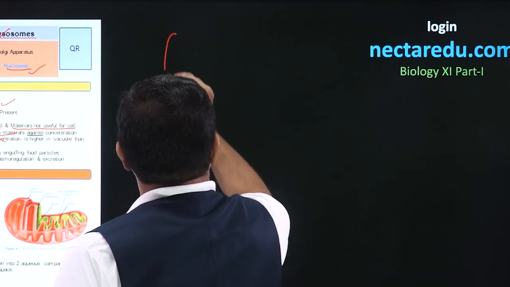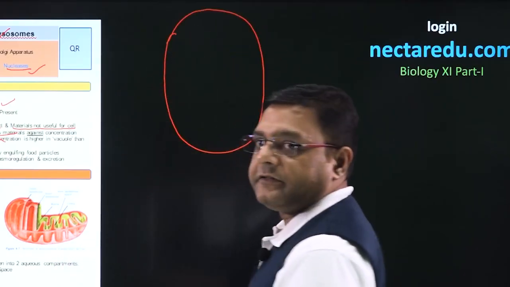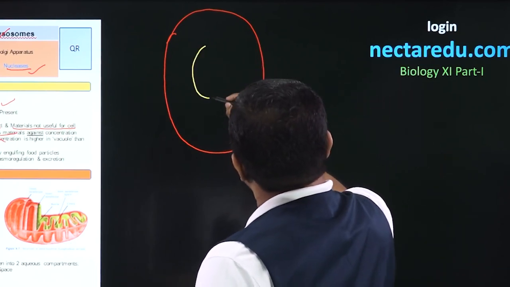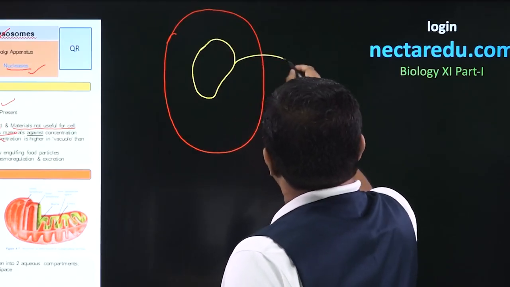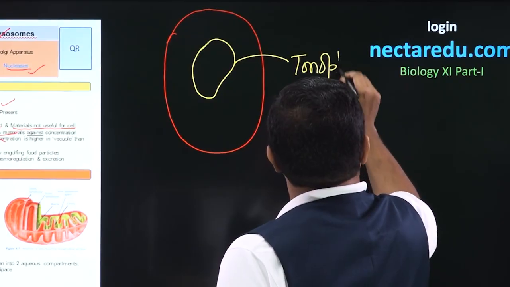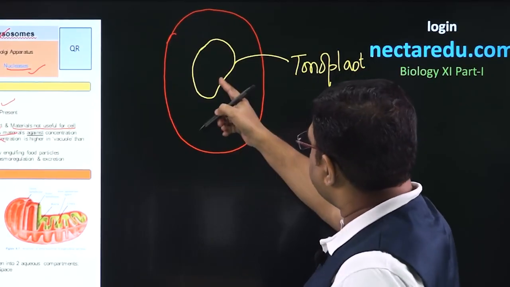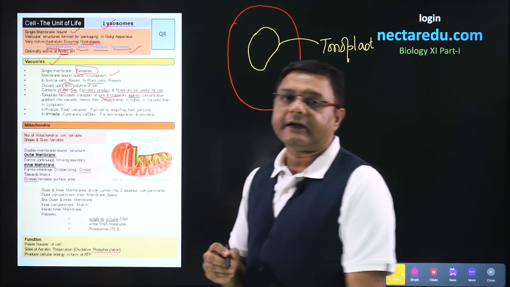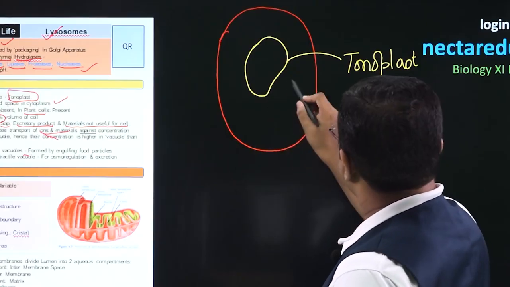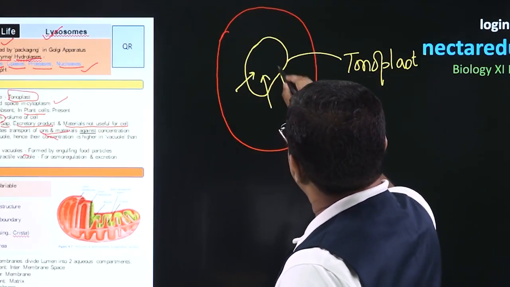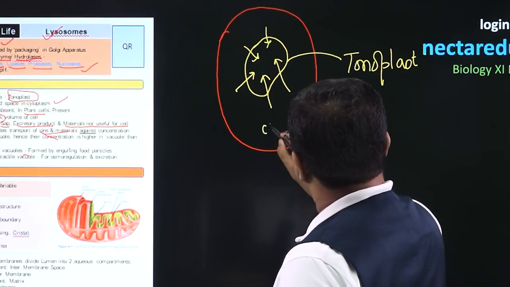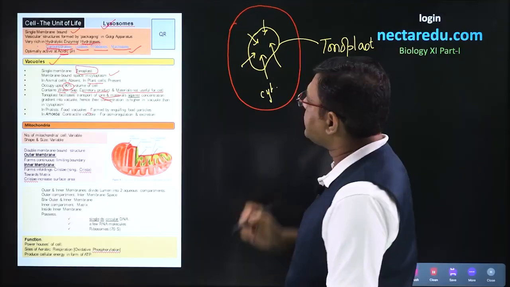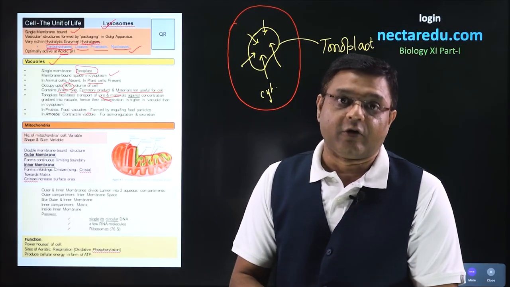So let us consider that this is the cell and in this cell, this is the vacuole which is present. The membrane of the vacuole will be called tonoplast. Now, this particular vacuole will have water, sap, excretory products or materials that are not useful for the cell. This membrane will transport these materials inside. So, this is the cytoplasm. These materials are going into the vacuole through this tonoplast and it will be against the concentration gradient.